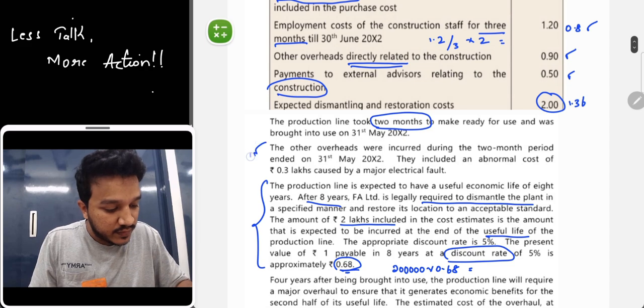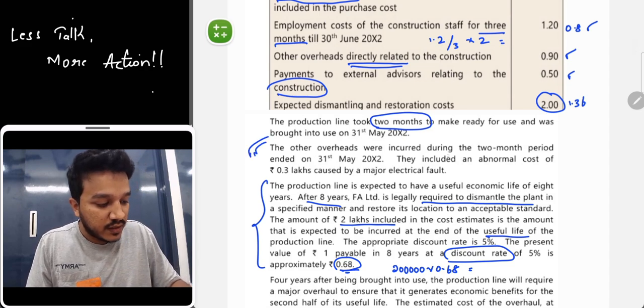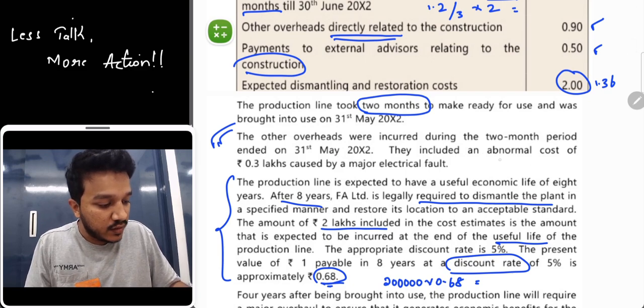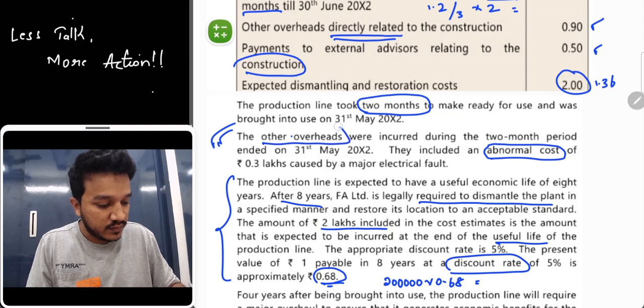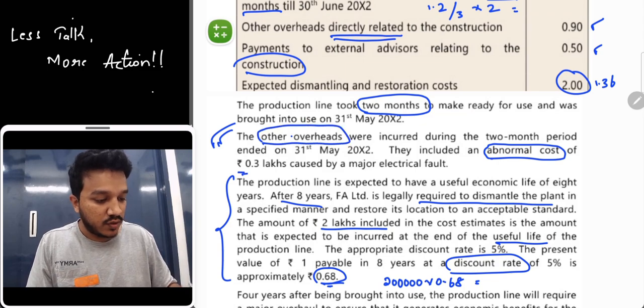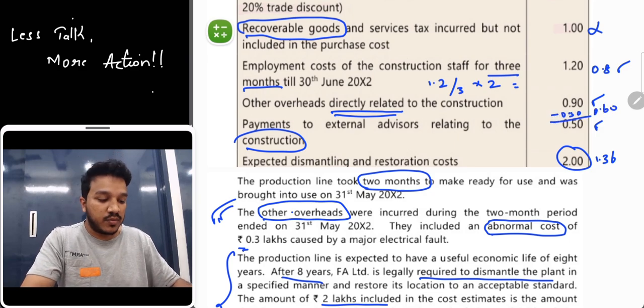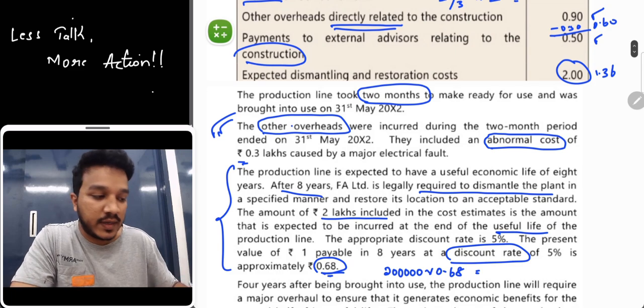So here there is one more point, we will see what this is. The other overheads were incurred during the 2 months period ending 31st May. Okay, they include abnormal cost also. In these other overheads, abnormal cost of 0.3 is included. Otherwise directly related, so remove the 0.3 from this. Only 0.6 we will consider because that is abnormal cost. Abnormal cost will not be capitalized.